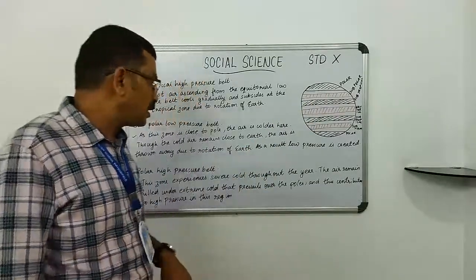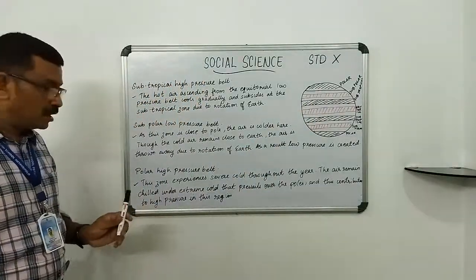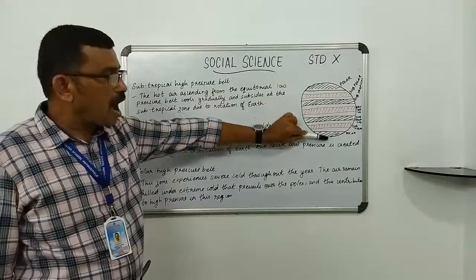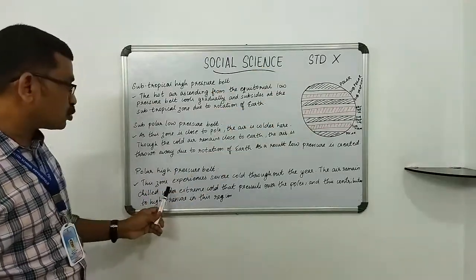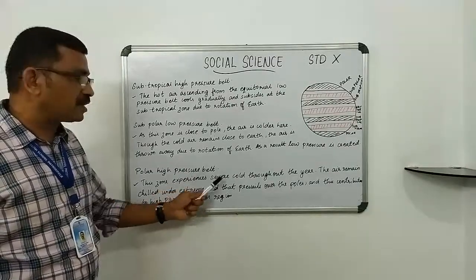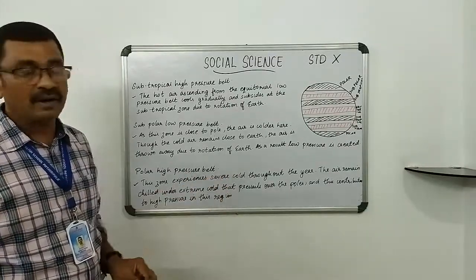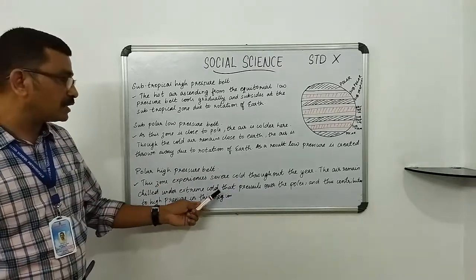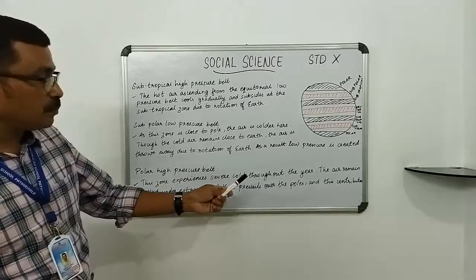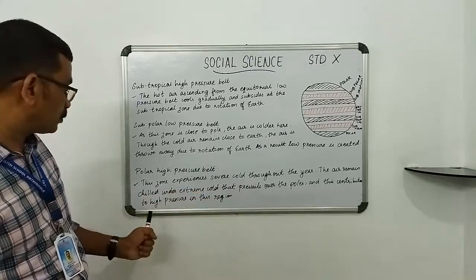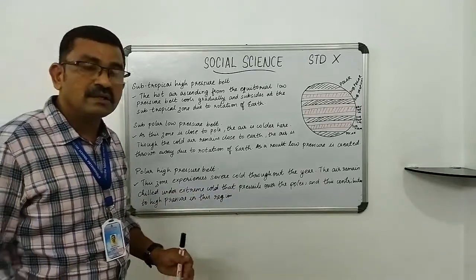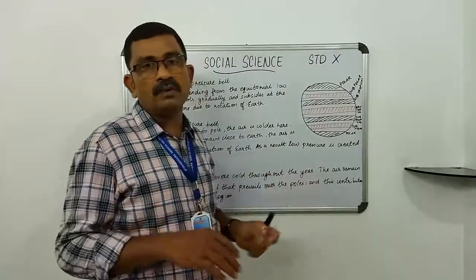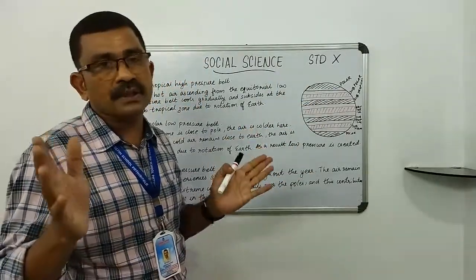Clear? Then now let's move on to the next topic, polar high pressure belt. This zone experiences severe cold throughout the year. The air remains chilled under the extreme cold that prevails over the poles, and this contributes to high pressure in the region. We know that it is always cold in this polar region, so here there will always be high pressure.